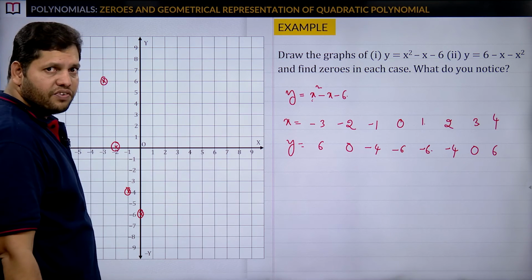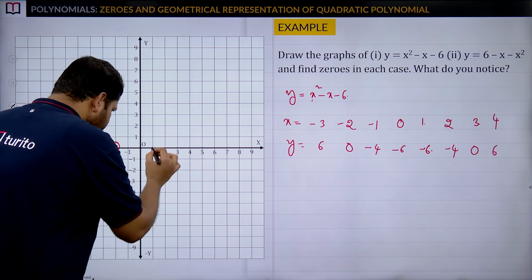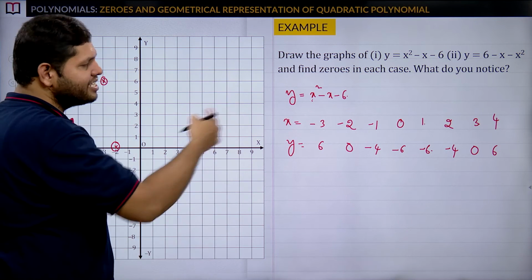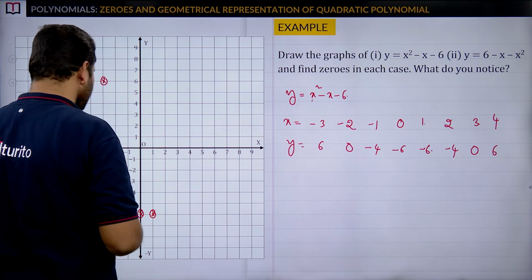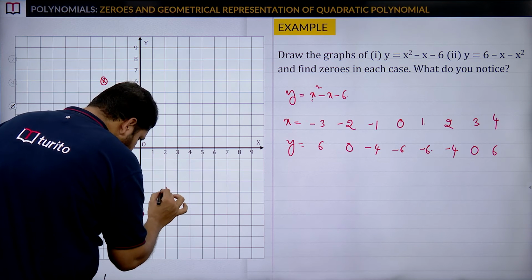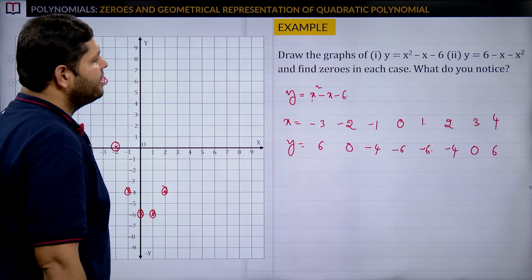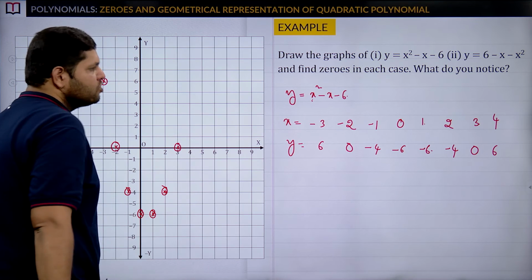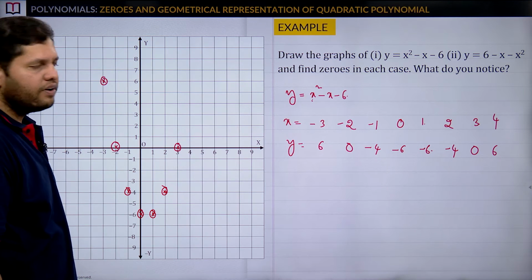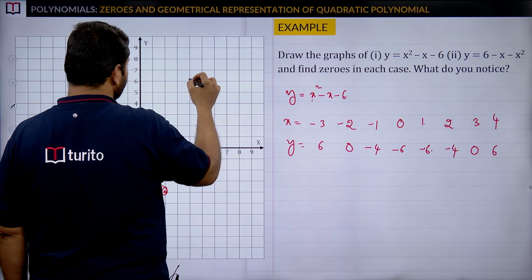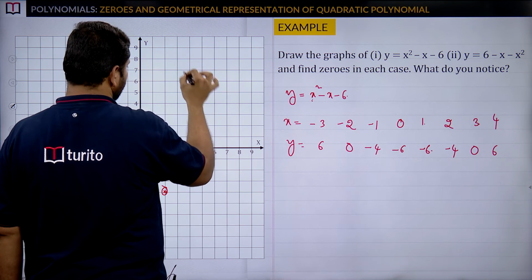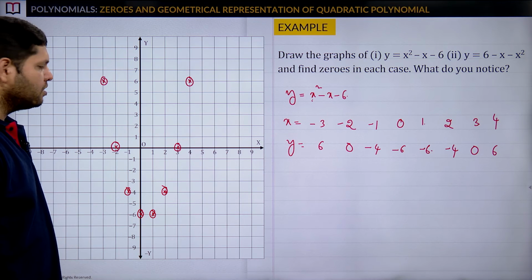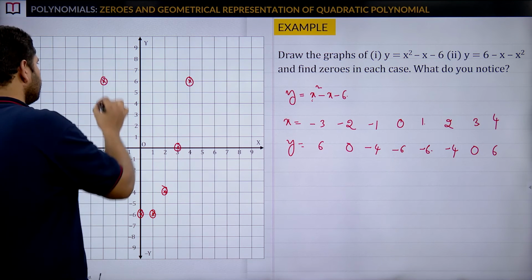Next point, x is 1 and y is minus 6. Next point, x is 2 and y is minus 4. And x is 3 and y equal to 0. Next one, x is 4 and y is 6. Clear, children? So we got all the points. I am plotting all the points on the graph, children. Now join with free hand.